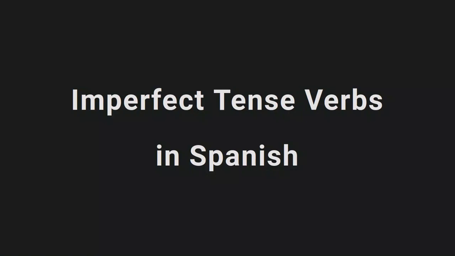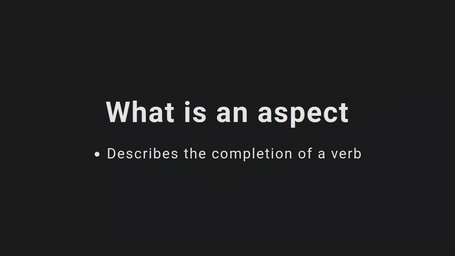Hello and welcome to the next video in our Spanish verb tenses series, and today we're going to be talking about imperfect verbs. So in case you didn't see the video on the pretérito or the perfect tense, we're going to talk a little bit about what is an aspect first.